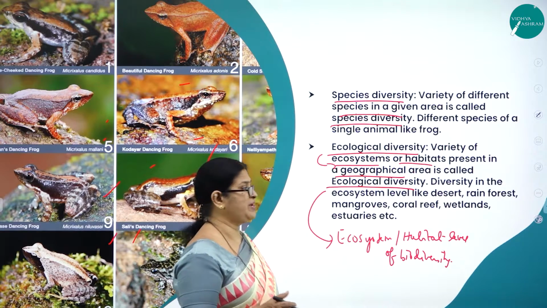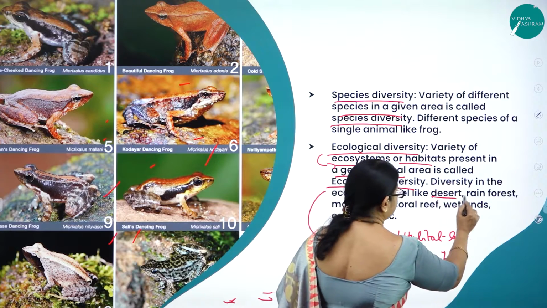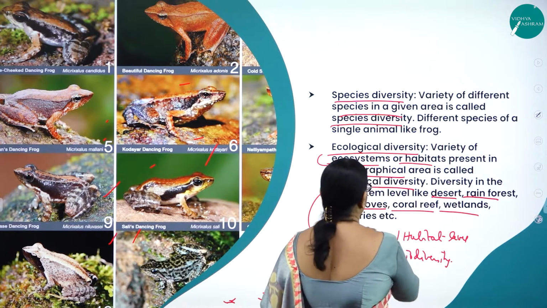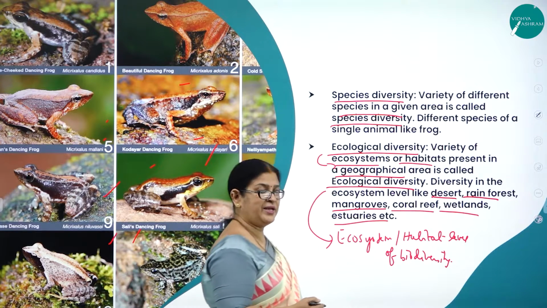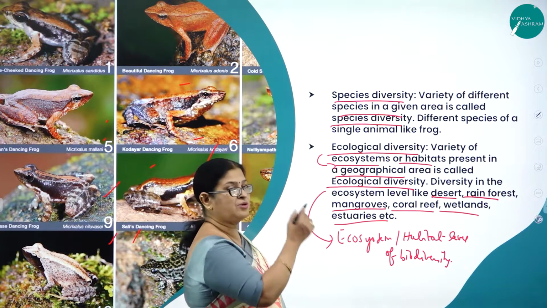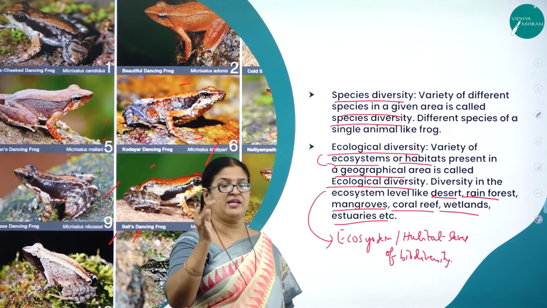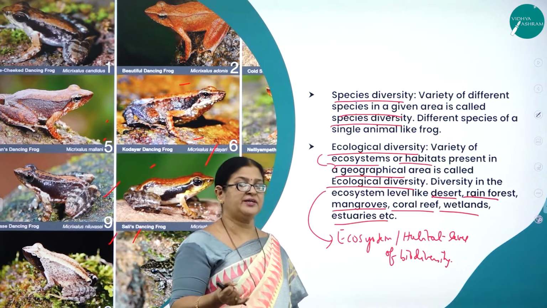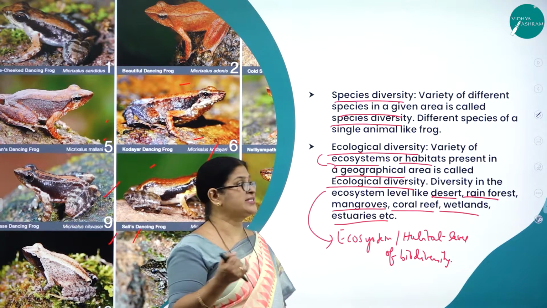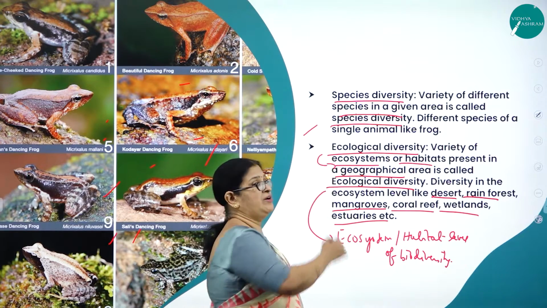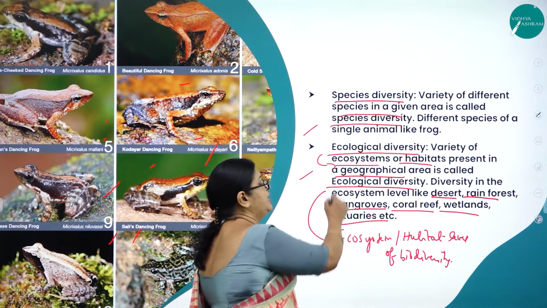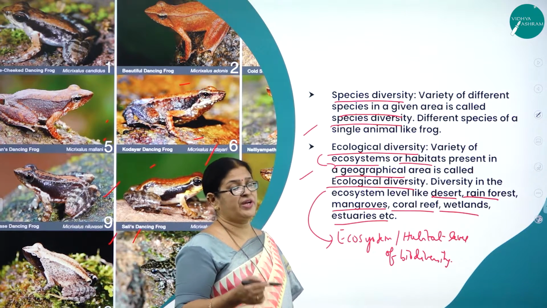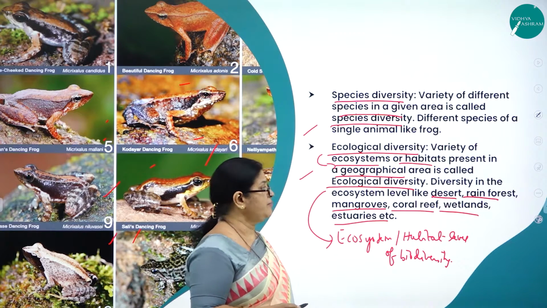Diversity in the ecosystem level, like we come across the desert, the rainforest, mangroves, coral reefs, wetlands, estuaries, and even the alpine meadows. So this is all about the three levels of biodiversity. First level is called the genetic diversity or genetic level of diversity. Second one is called species level of diversity. And the third one is called ecological, or you can also call that ecosystem level, or habitat level of biodiversity.